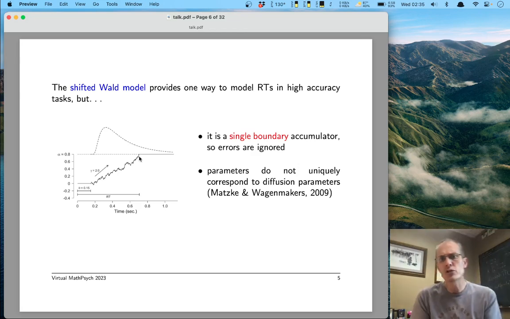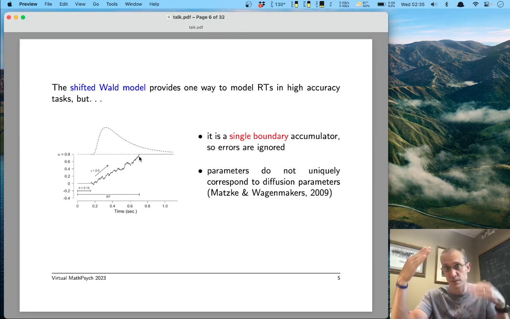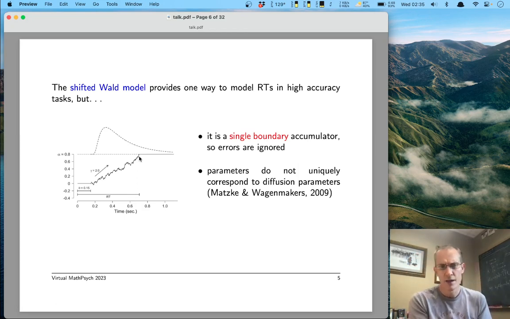Now, the one issue here is that this is a single boundary accumulator. So errors are ignored. The diffusion model has 2 boundaries, and so you can nicely model correct responses and errors by considering those as opposite boundaries from each other. But this is a single boundary accumulator. So in my own work, when I've used the shifted Wald model before, the way you get around that is you just throw out the errors. I mean, it works, but I would like to keep those errors. I would like to involve those in the modeling process somehow.